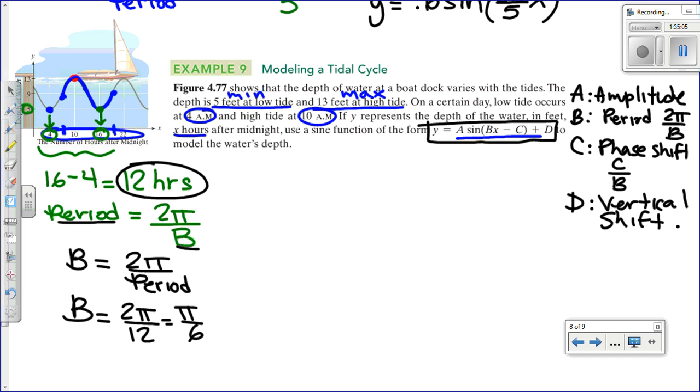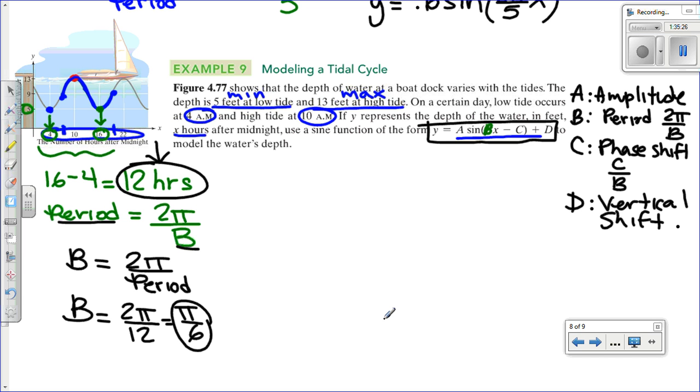So that is actually not our period. Our period is 12 hours. But pi over 6 is going to be the constant that will be placed here. Pi over 6. Don't forget that. Now, we do need something for the amplitude.